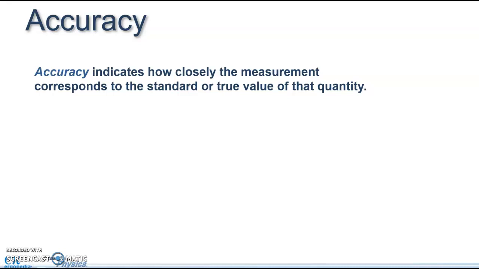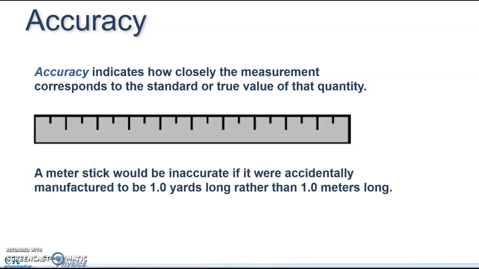All right, so accuracy is a term that describes how close a measurement corresponds to the actual or the true value of that quantity.